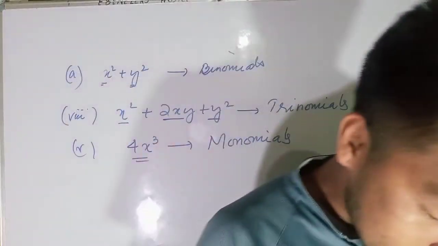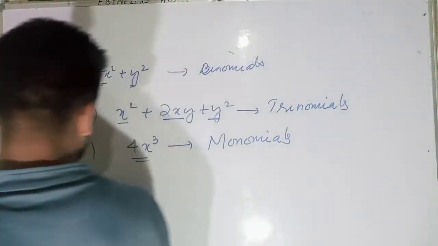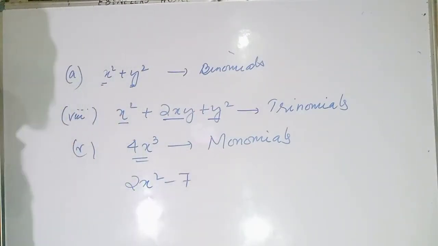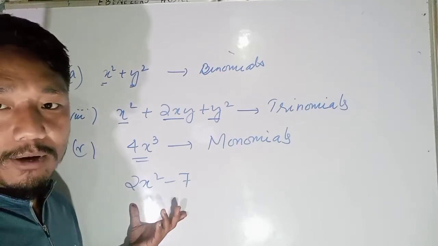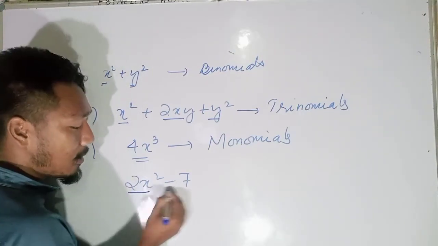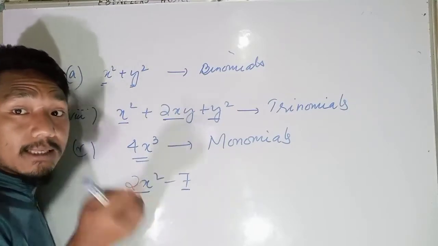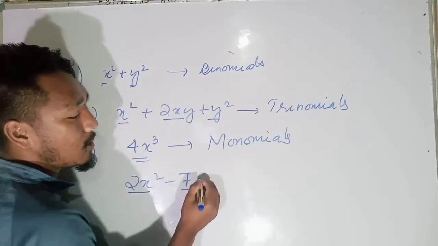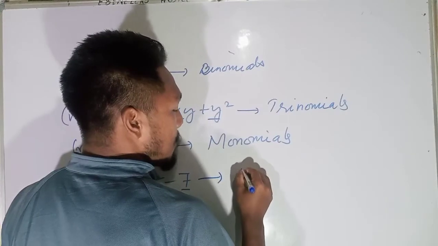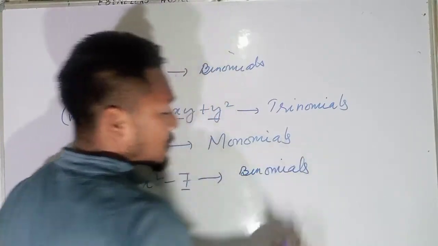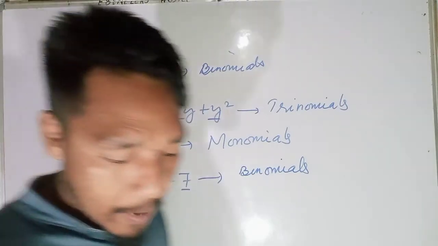Now 2x squared minus 7. Will it be a binomial or a trinomial? We have only two terms here, 1 and 2. Terms are separated by additions and subtractions. So these are two terms, and this is what we call a binomial. Clear about this one?